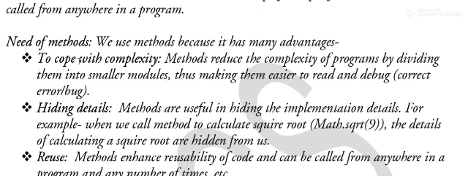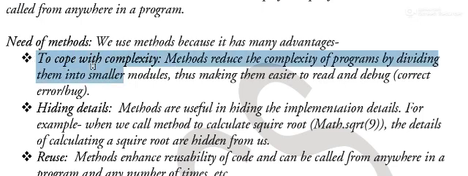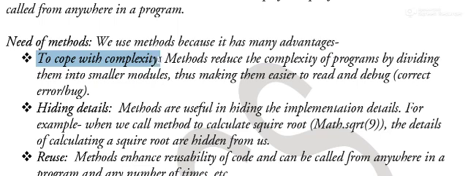For example, to cope with complexity, it reduces the complexity of a large program by dividing it into smaller methods or modules. This feature is known as modularity. Small modules are easy to write and easy to debug. Hiding details: once a method is created, it can be used only by using its name. So all the complexity of a square root function is hidden inside the function.